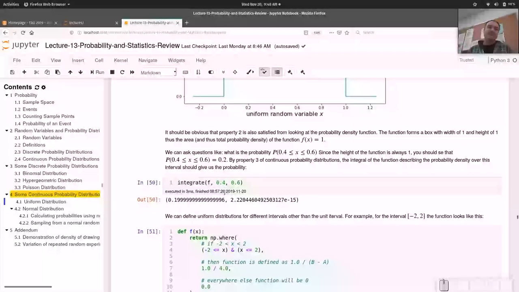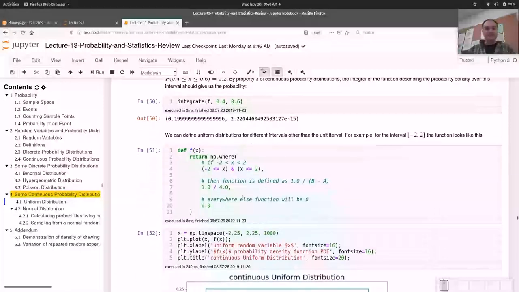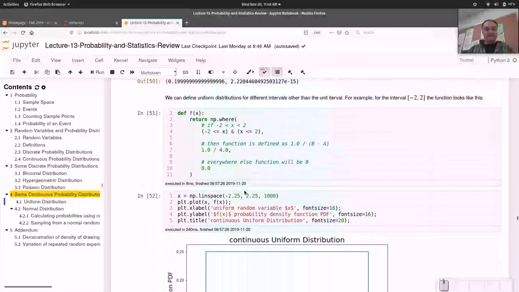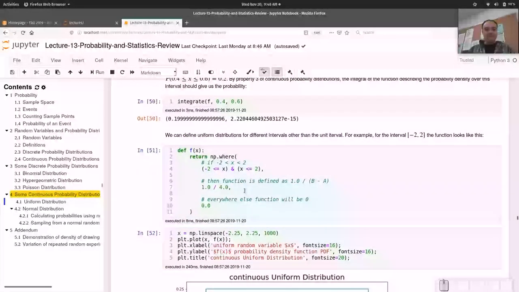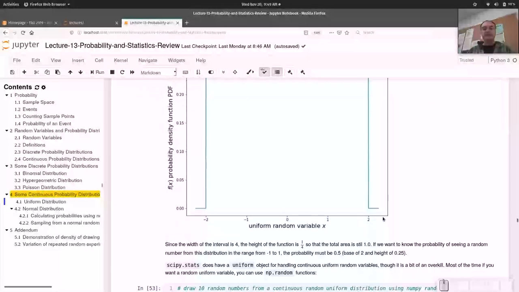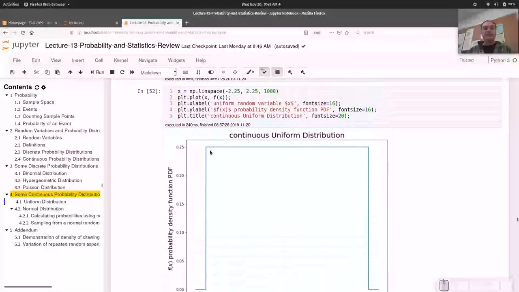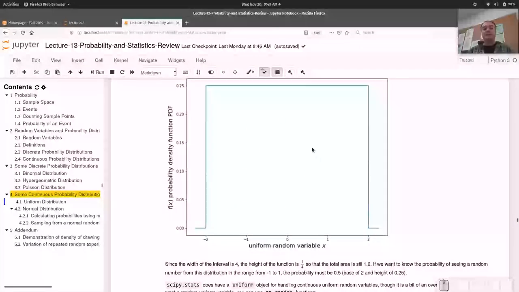If you integrate that, of course, what you expect to get is 0.2, or real close to 0.2, since this is an approximation of the integral. If you want to do this for a different interval besides 0 to 1, you can. So you can have a uniform distribution from negative 2 to 2. It would look like this, but it would now have a height of 1/4, or 0.25, so that the area is still 1.